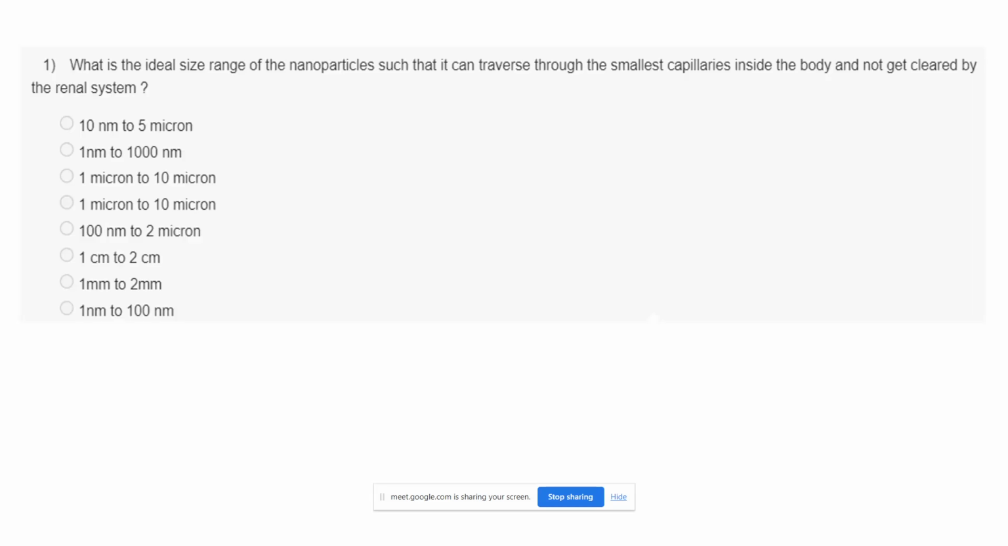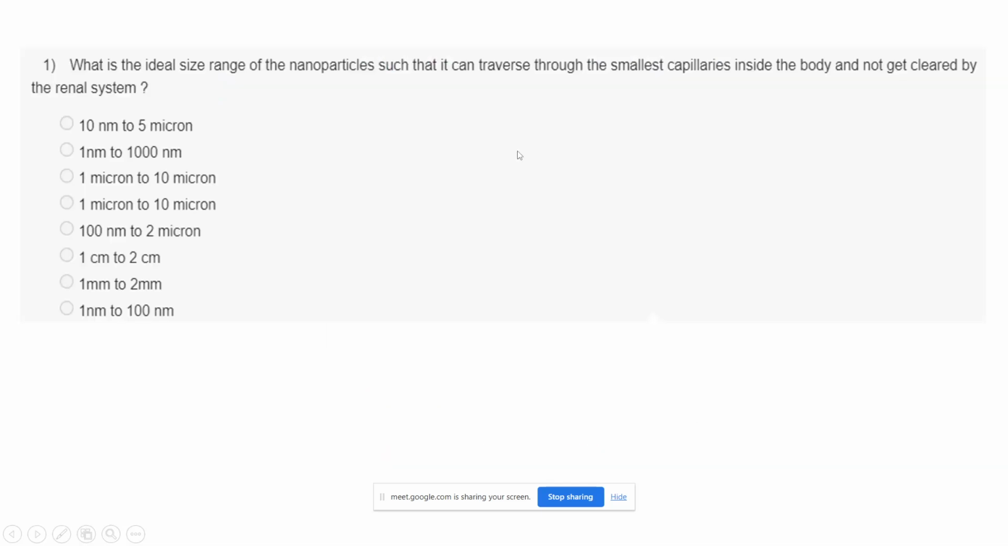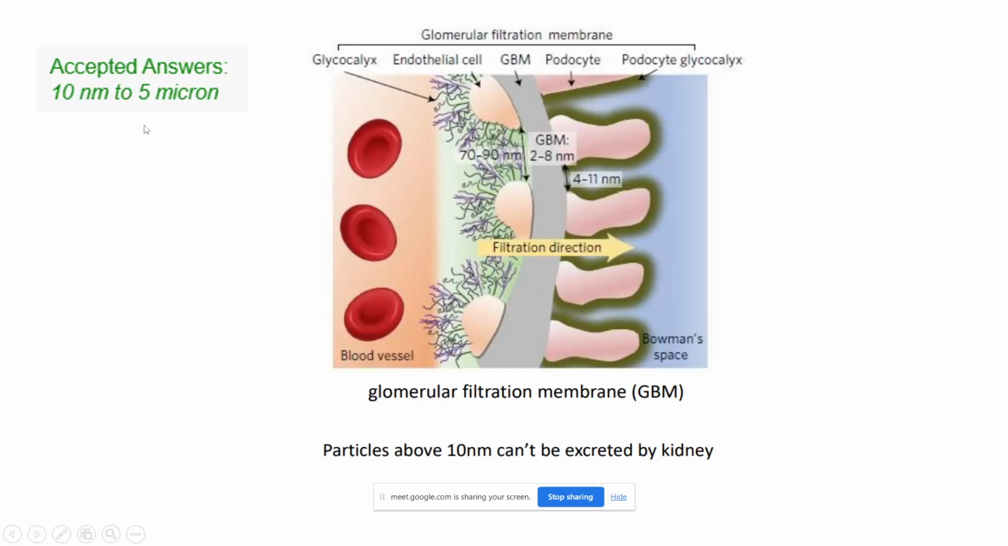Okay. So this was the first question. What is the ideal size range of the nanoparticles such that it can traverse through the smallest capillaries inside the body and not get cleared by the renal system? So here the answer would be 10 nanometer to 5 micron. Since the kidney cannot filter particles above 10 nanometer, 10 nanometer to 5 micron will be the size range of nanoparticles that can traverse through the smallest of capillaries of the body. So the option will be the first option, 10 nanometer to 5 micron.